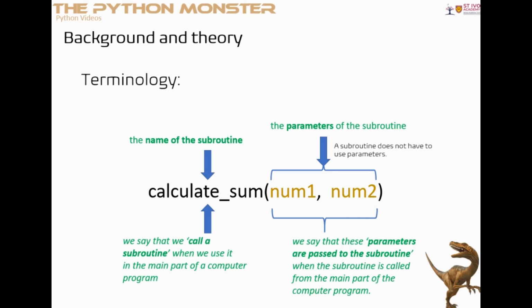The subprogram has a name, of course, and that's usually an action, followed by brackets, and any data that needs to be passed to the subroutine is placed in those brackets. We have a special name for those values, and they're called parameters. So we refer to the parameters of a subprogram as being the values that you see in the brackets.